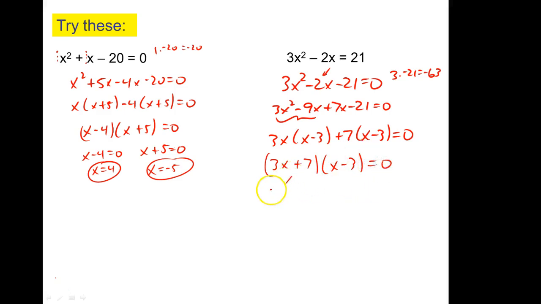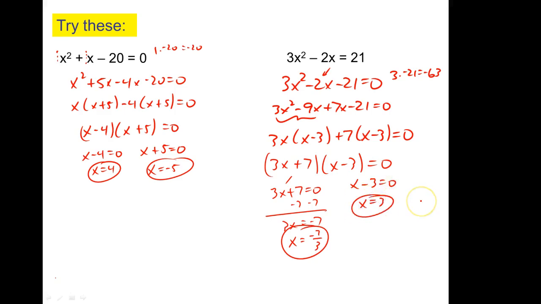That means either 3x plus 7 equals 0, subtract 7, 3x equals negative 7, divide by 3, x equals negative 7 over 3, or x minus 3 equals 0, add 3, and x equals 3.